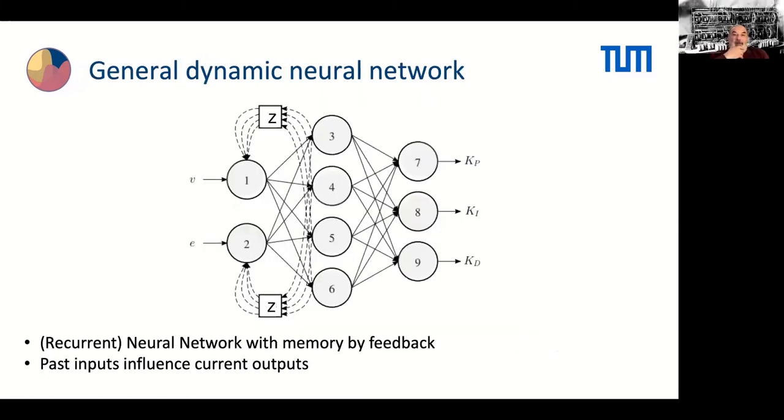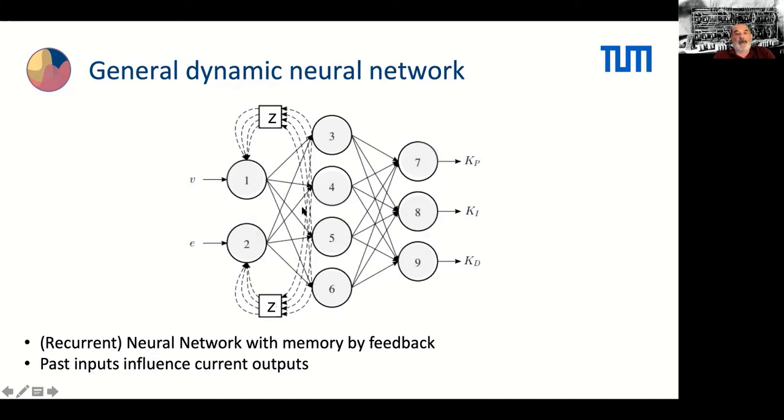So what is the internal structure of this neural network box? That's a so-called general dynamic neural network, not a very big one, but it's sufficient. We see here on the left side the two input signals, the V, the output of the system, as well as the error signal. And on the right-hand side, we see the output signals, the parameters. So it's only a three-layer network with one hidden layer.